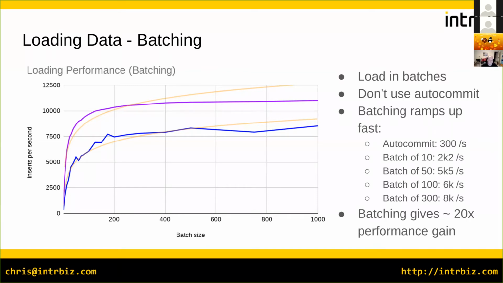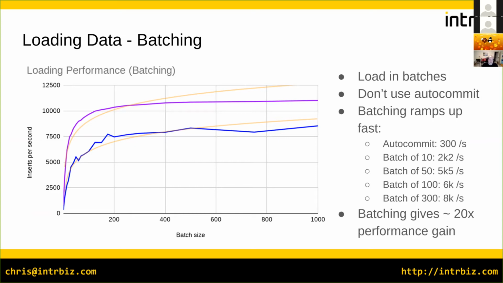So this graph here just looks at some fairly basic loading and performance trade-offs of batching. If we're just doing a batch of effectively a single insert, we can only really write at a rate of 300 inserts a second. So this is on a relatively fast server with decent NVMe storage.